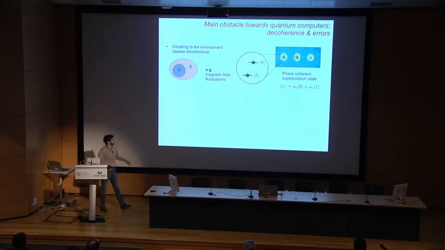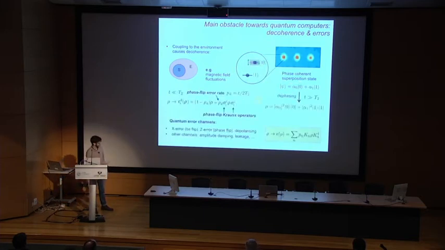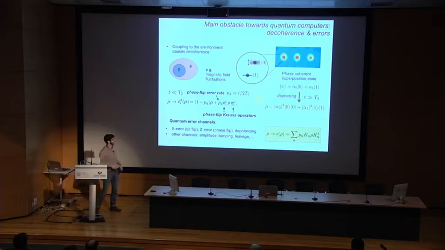And this will lead to random phases in a coherent superposition that will cause dephasing. So if the time of my experiment is much larger than the T2 time, essentially I will lose all the coherence of my states and become a classical superposition. And we as theorists try to describe these things in terms of quantum channels.